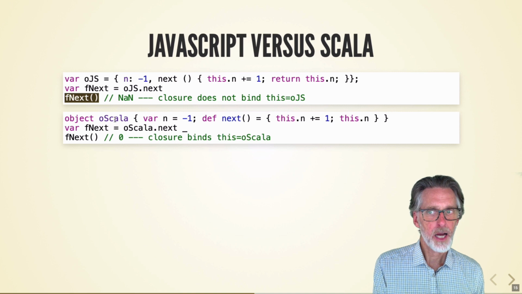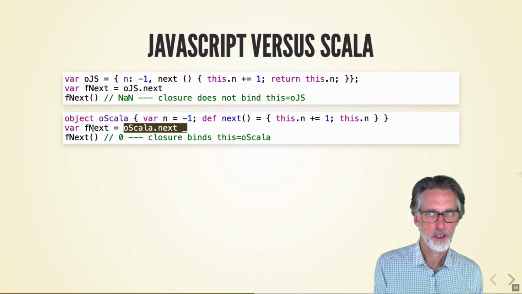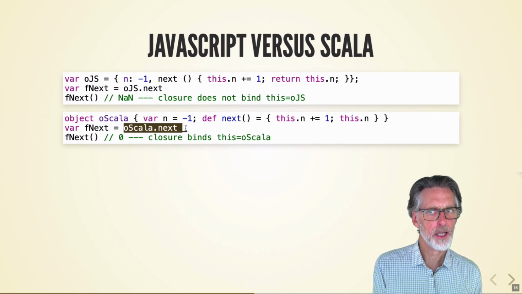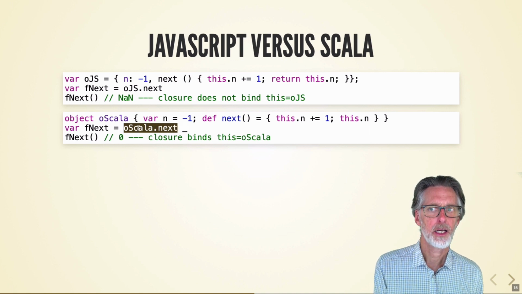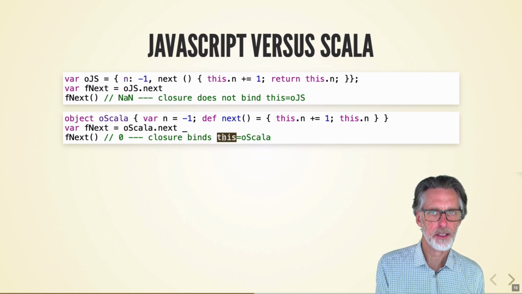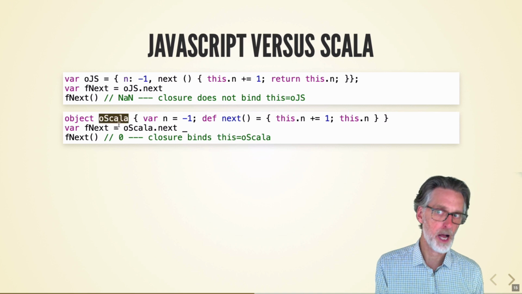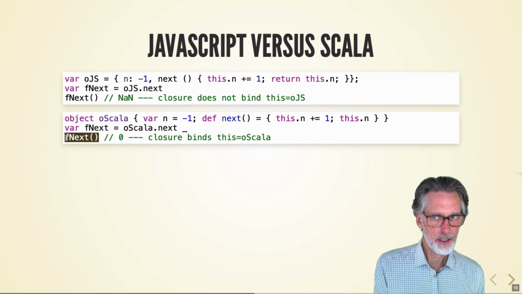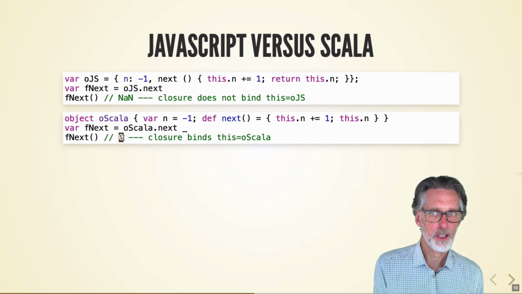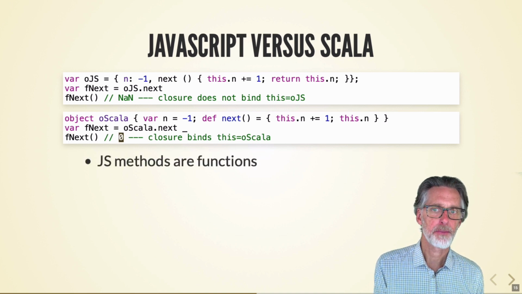Recall that in Scala, when I converted a method to a function, I had to use the underscore notation. What this does in Scala is create a closure for this. Here we will bind this to the object, or Scala in this case. And therefore, when I invoke the function later, there's a meaningful value for this, and I get what I expect.